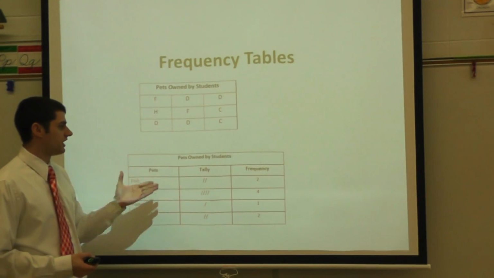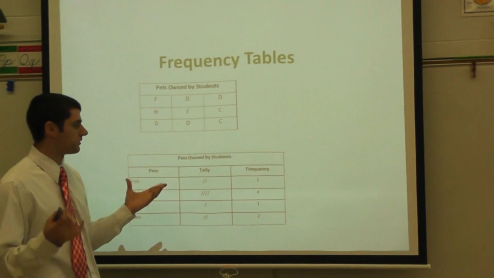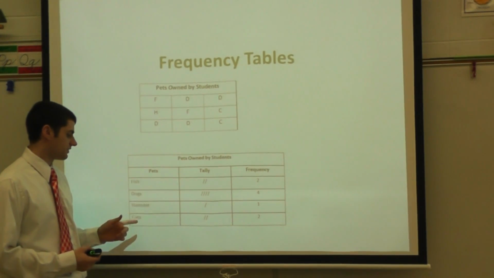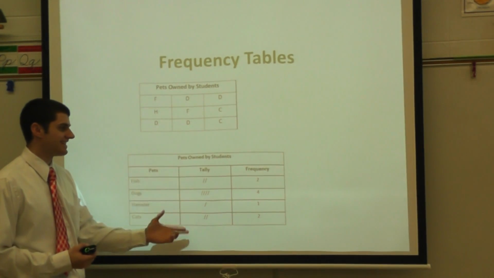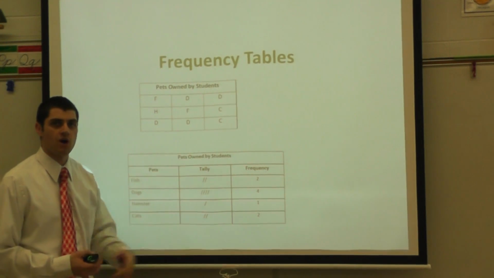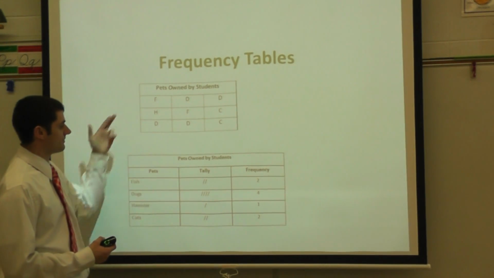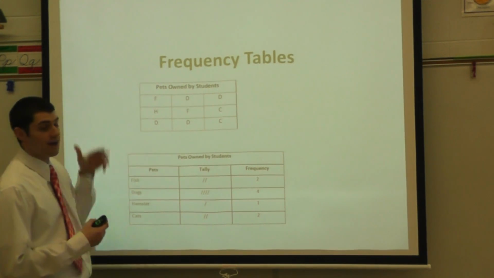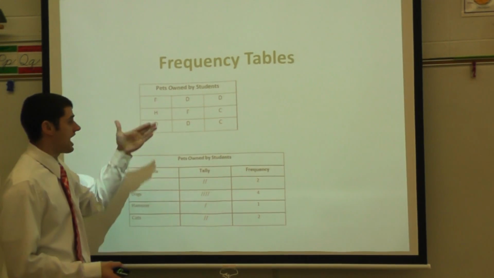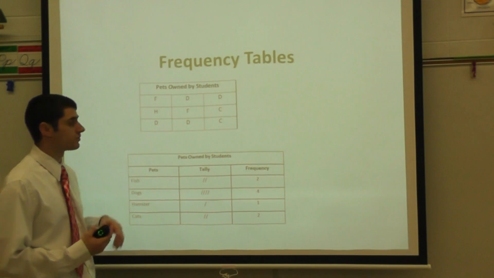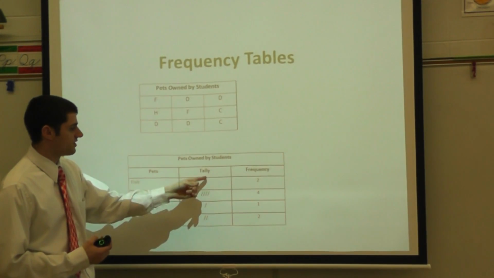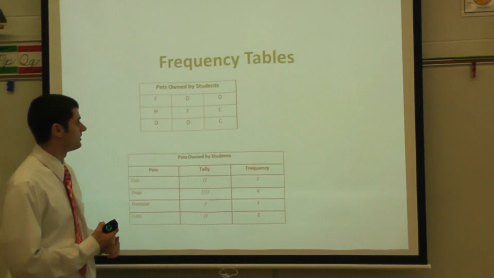As I take a look in here, I make sure I have a title on my frequency table, pets owned by students. I have fish, dogs, hamster, and cats. I have my tally marks, and I have my frequency, how often they occur. So looking at my data set, the first thing I would do is look at the fish. And if I was doing this with pencil and paper, I would cross it out as I was going through so I didn't make a mistake. If I take 1 F, 2 F, I'd put a tally mark each time. My frequency would be 2.